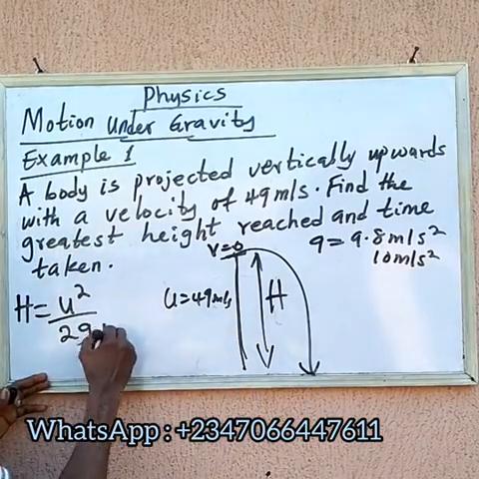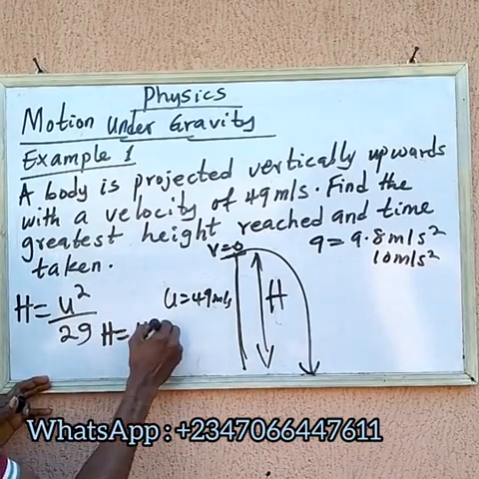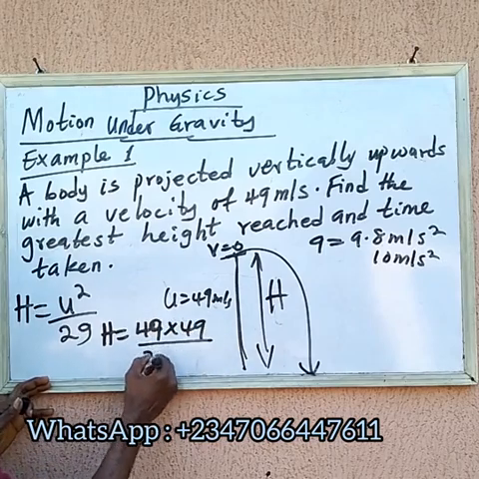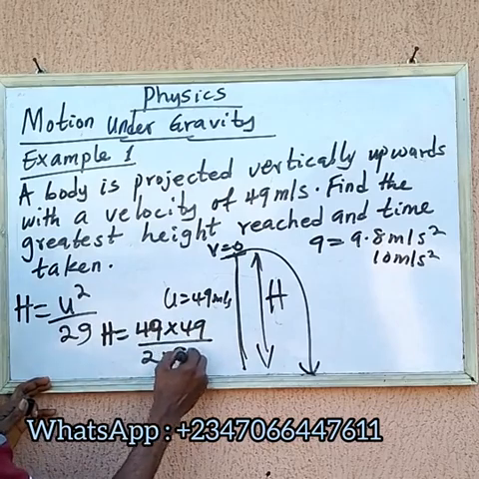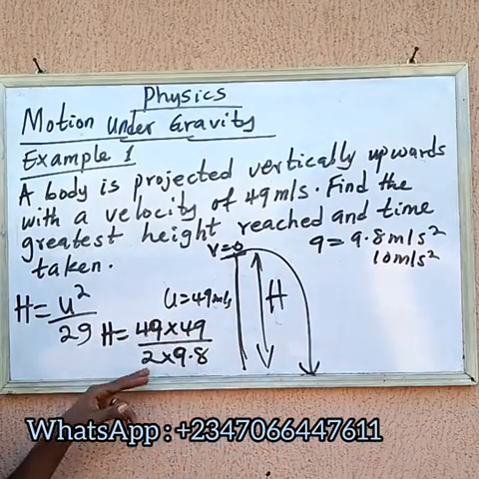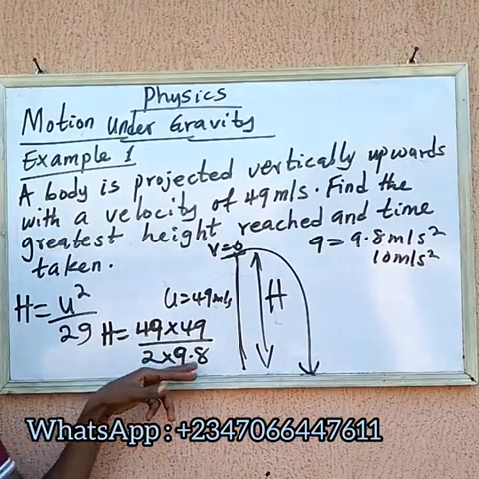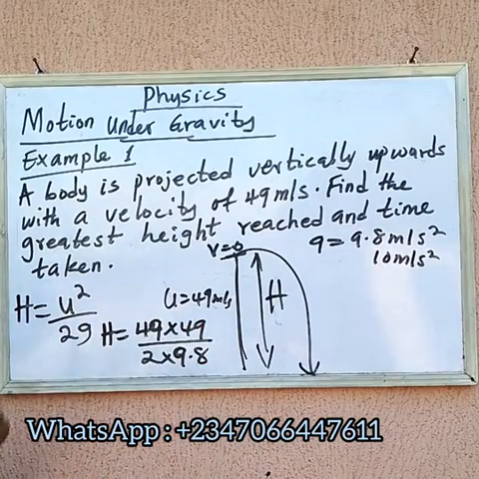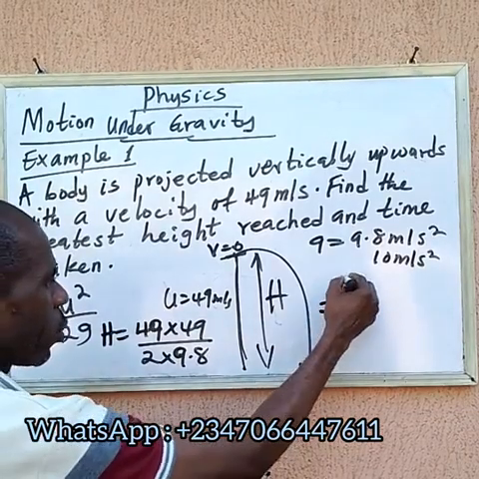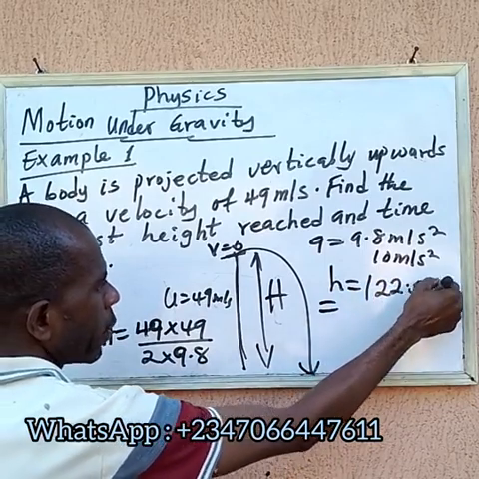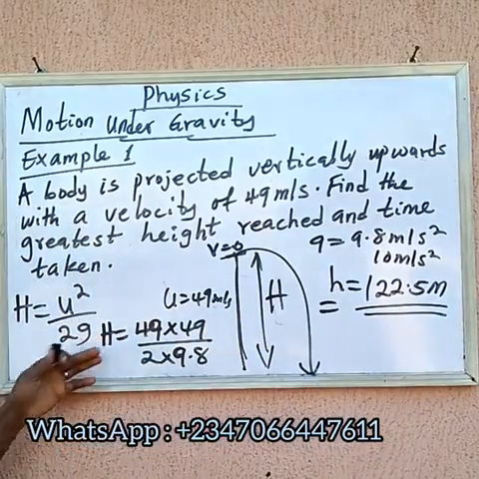Just say h equals 49 squared, which is 49 times 49, all over 2 times 9.8. Get your calculator. 49 times 49, then divide by 2 times 9.8, which is 19.6. When you multiply and divide, we have h equal to 122.5 meters. That's all. Very easy.